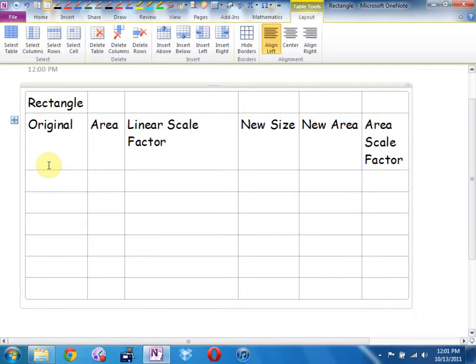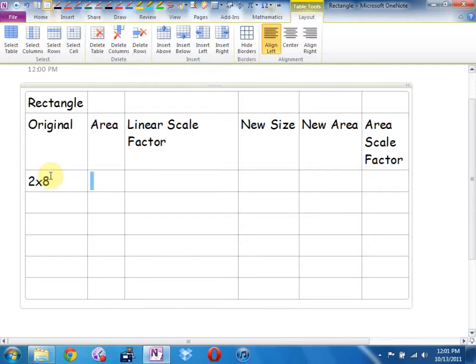What's the area of a rectangle? How do I find it? Come on, you remember this. This has been like, I think, grade 6 or grade 5. How do I find the area of a rectangle? Marcus, length times width. Okay, area of a rectangle is length times width. So suppose my original rectangle is 2 by 8.